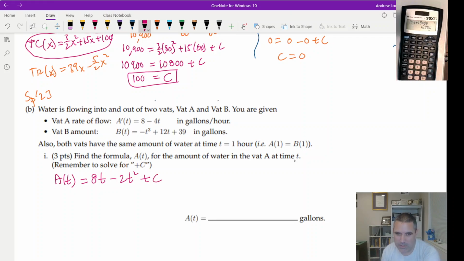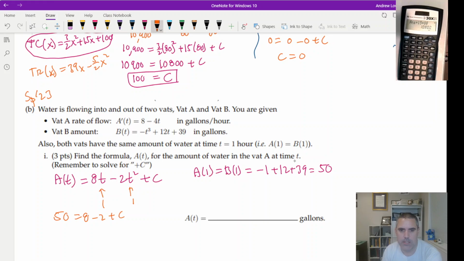They told you at 1 they have the same value. So a of 1 equals b of 1. What is b of 1? Well, it's negative 1 plus 12 plus 39, which I think is 50. So they're telling me that when I plug in 1 to this, I get 50. So 50 is equal to 8 minus 2 plus c. So 50 is equal to 6 plus c. So c is equal to 44.